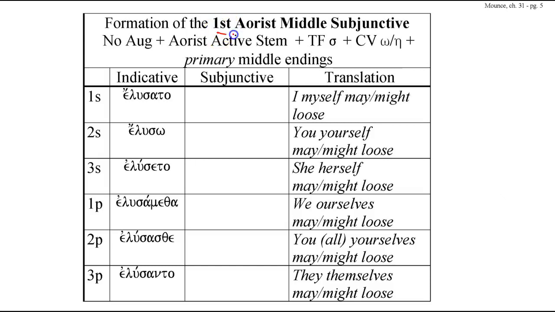The first aorist middle subjunctive does not take an augment. You have the aorist stem, you have the tense formative, you have the long connecting vowels, but you use the primary middle endings. And here we have the middle translation because this is for the aorist middle. The passive form for the aorist, like in the indicative, has its own unique separate form. So this can only be translated in a middle way.